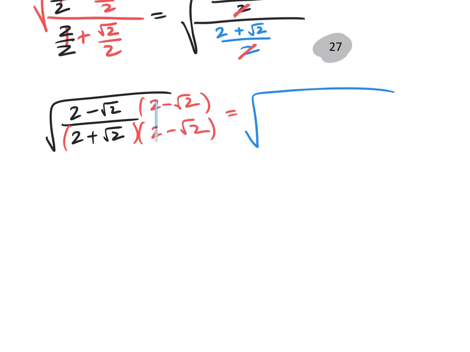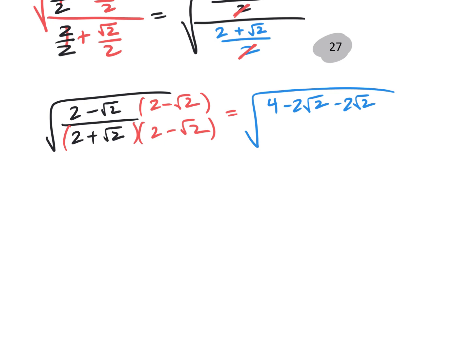What is 2 times 2? 4. What about 2 times negative root 2? Minus 2 root 2. What about negative root 2 times a 2 again? Minus 2 root 2. And then add to that negative root 2 times a negative root 2. Negative times a negative? Plus... the square root of 4. So 2. Very good.